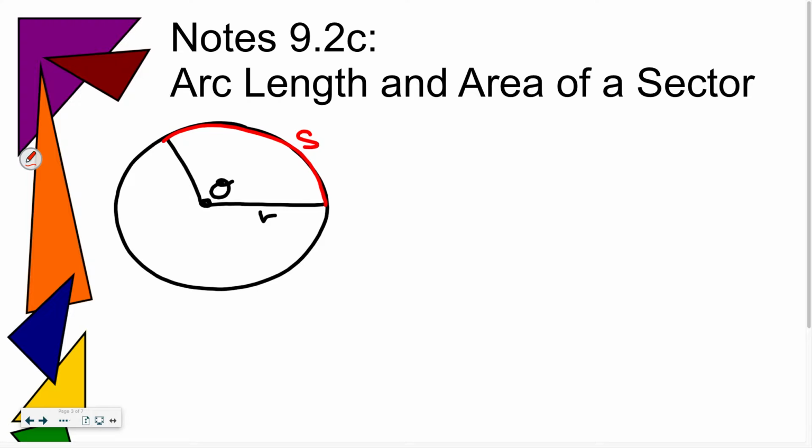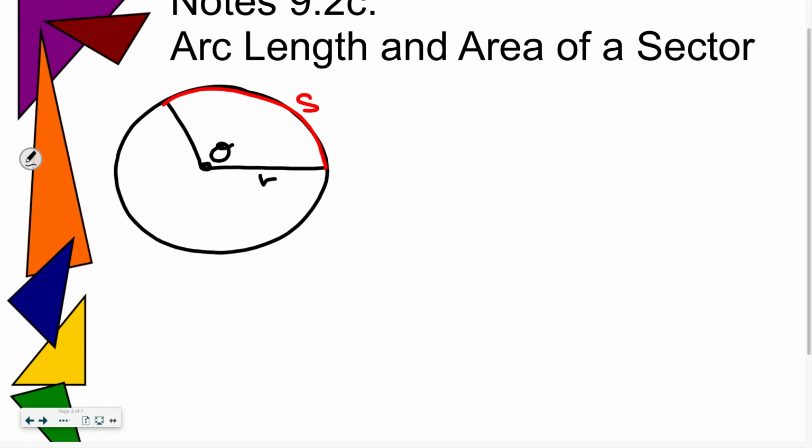For arc length, we use the letter S. So when you see S in the formula, that means arc length. And the formula for arc length is actually a very simple formula. It's S equals r theta. But you can only use this simple formula if theta is in radians.